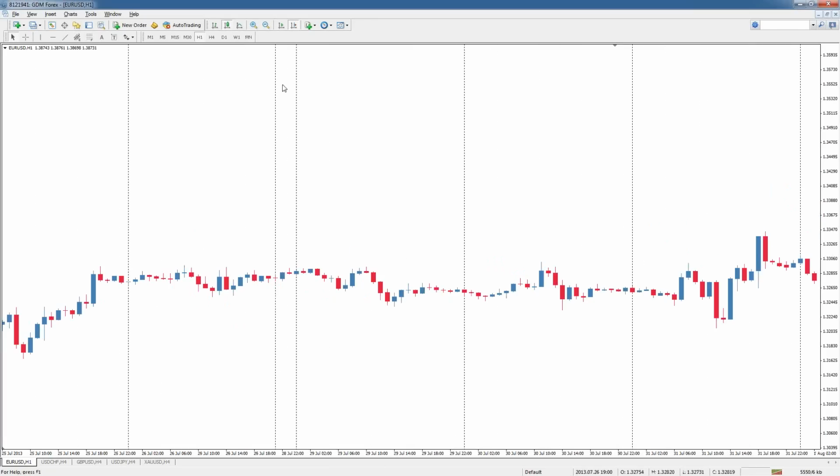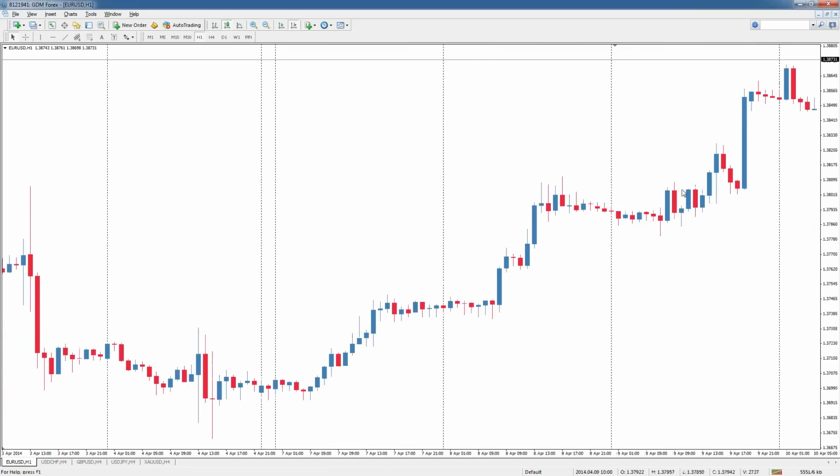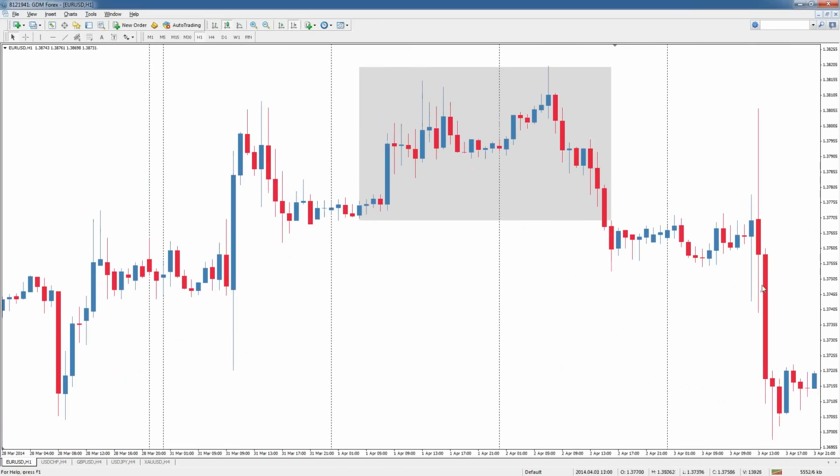If we do zoom in though a little bit, we would see that it was quite a good double top in the middle there on what we identified as the head of the huge head and shoulder formation, which would have given us a great sell signal.